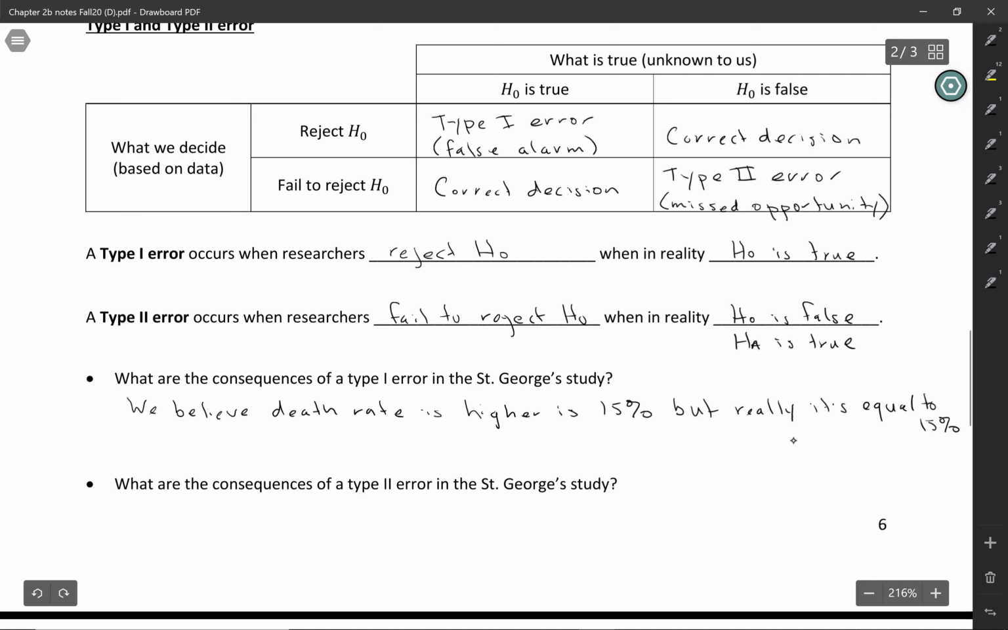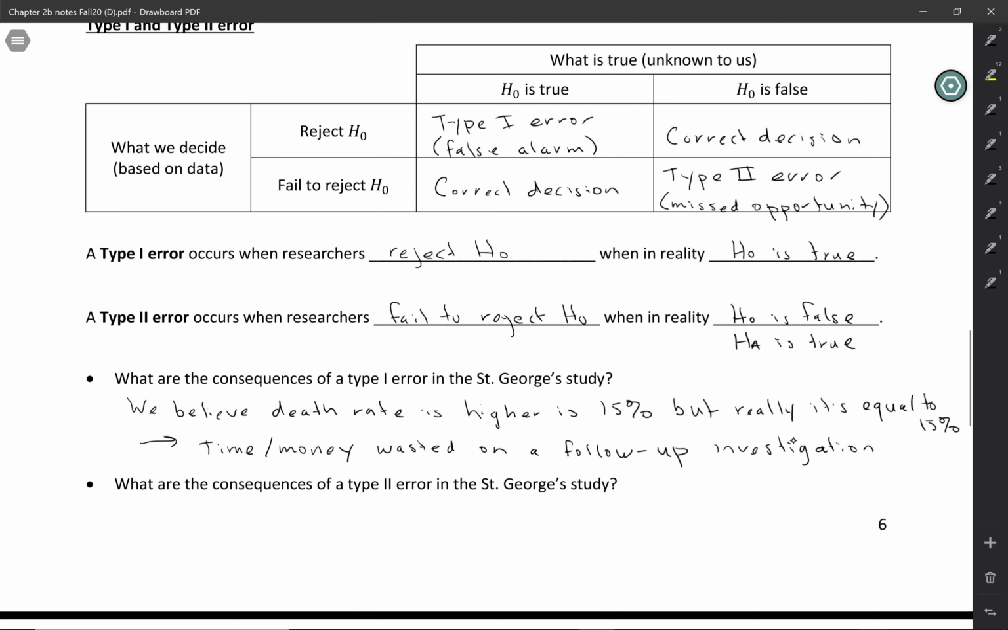So what are the real world consequences of making that kind of error, right? If you think that the death rate is actually higher than average, but in reality, it isn't. The consequences of that is that whatever kind of follow-up you were doing would cost time and money, right? So your time and money would be wasted on a follow-up investigation. So that kind of fits with our interpretation as a false alarm, right? That there really wasn't anything wrong at St. George's. It was just a false alarm. And so we wasted this time and money following up.